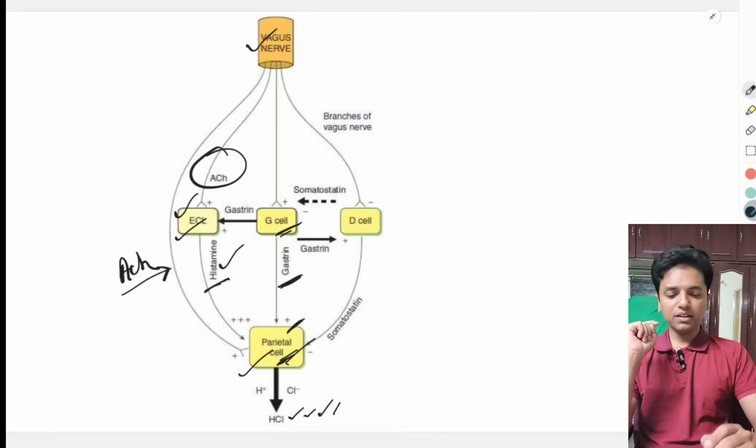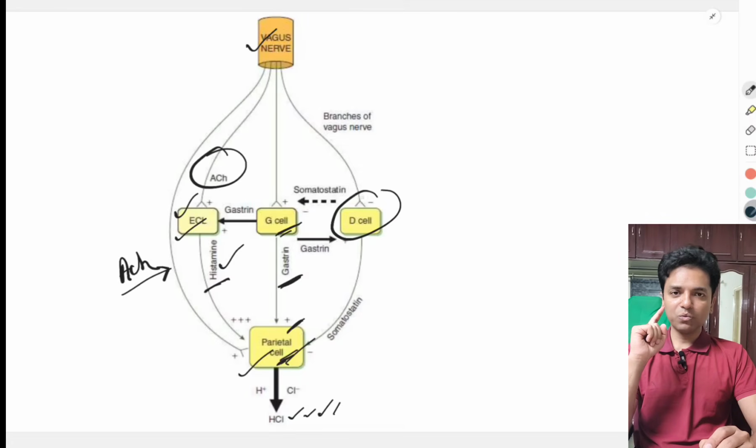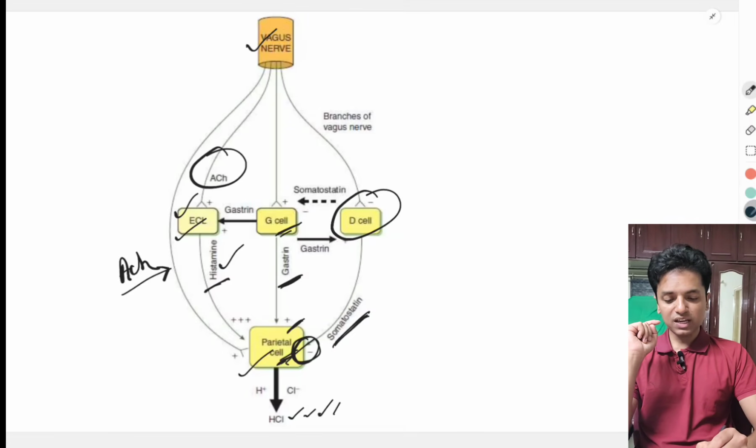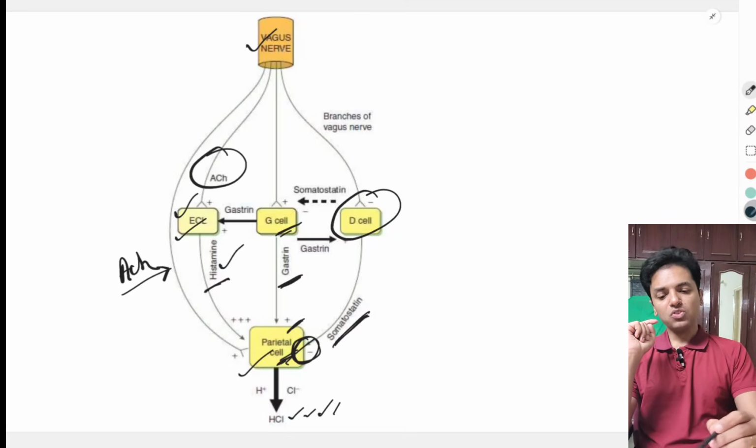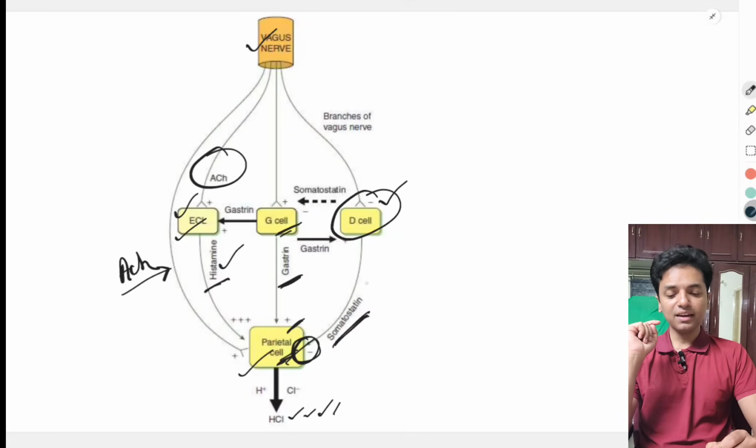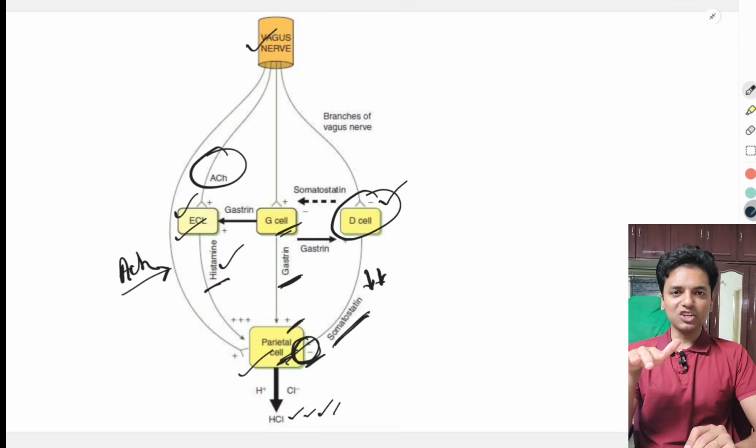Now, when I stimulate the vagus, the vagus is going to inhibit one cell, and that is called the D cell. And this D cell is tonically secreting a hormone called somatostatin, which is causing inhibition of the parietal cell. So when I stimulate the vagus, it is going to cause inhibition of the D cell. That means the D cell is going to reduce the secretion of somatostatin, and hence this inhibitory effect which is there on the parietal cell is going to decrease. So it's an indirect way of increasing the HCl secretion.